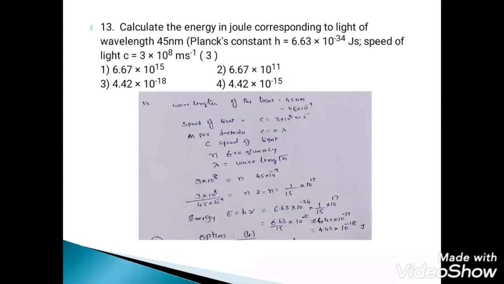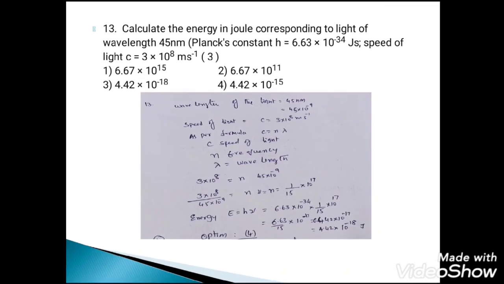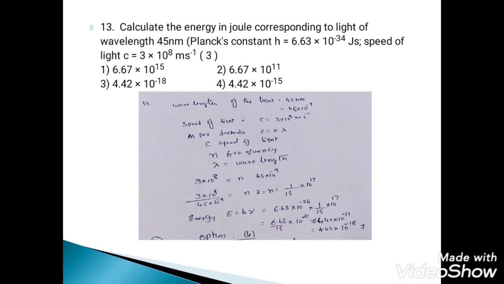of 45 nm. Planck's constant is equal to 6.63 into 10 to the power of minus 34 joule second. Speed of the light is equal to 3 into 10 to the power of 8 meters per second. Now for this, the wavelength of the light has been given 45 nm, that is 45 into 10 to the power of minus 9. Speed of the light is 3 into 10 to the power of 8 meters per second.